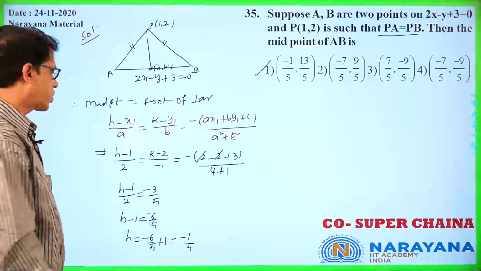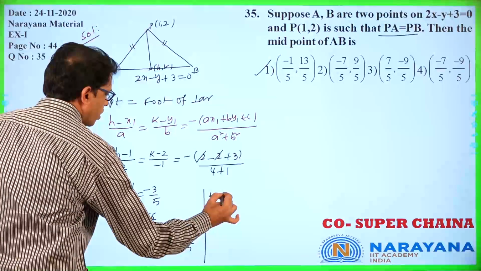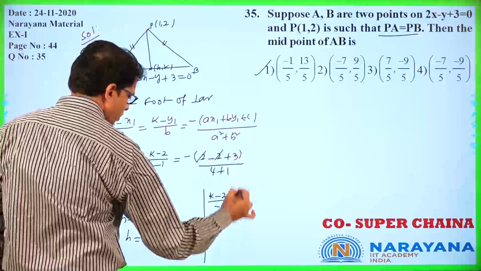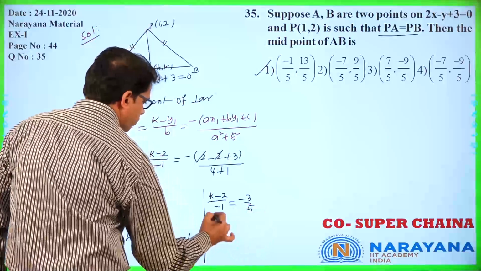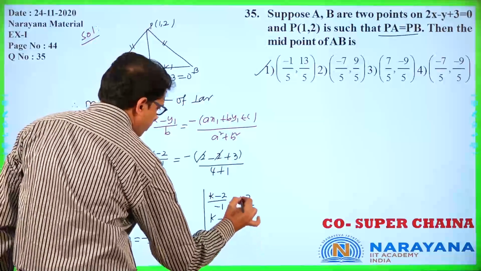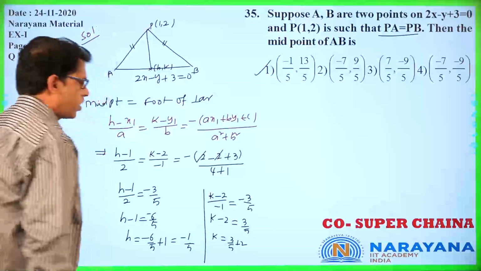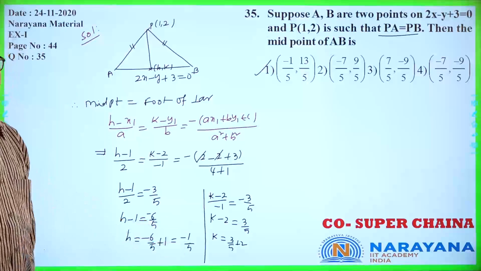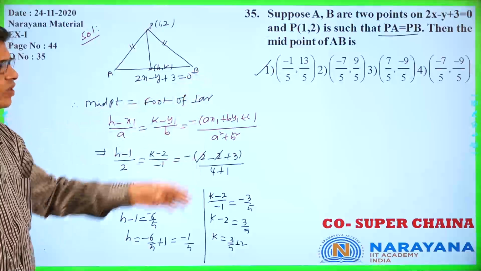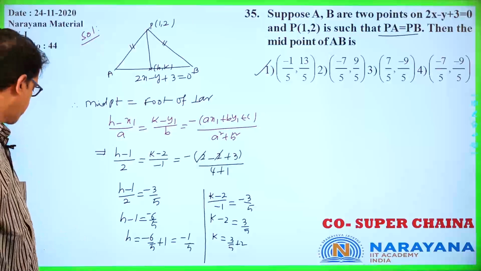If you equate the second one and the last one, you get k minus 2 by minus 1 equals minus 3 by 5. So k minus 2 equals 3 by 5. So k equals 3 by 5 plus 2, that is 13 by 5. So the required point is minus 1 by 5, 13 by 5. Next one.